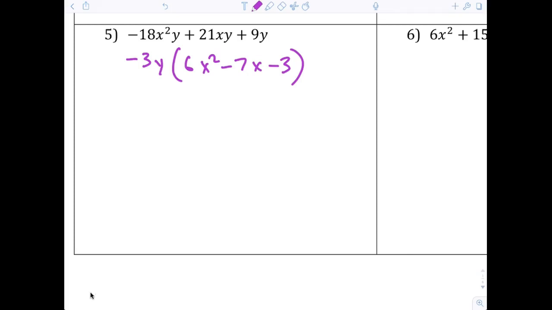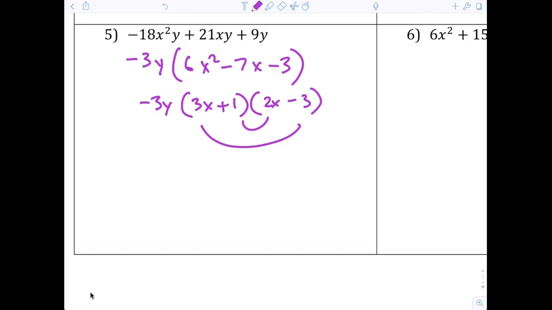And now you're factoring. Negative 3y. Now we're going to break 6x squared down into 3x and 2x. And now, where does the 3 have to go? On the right side. And then we make the smiley faces. 9 and 2 makes negative 7 if negative 3 and positive 1.